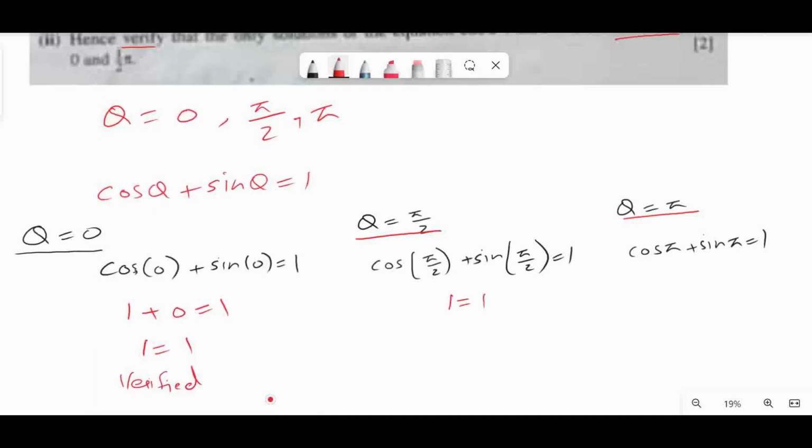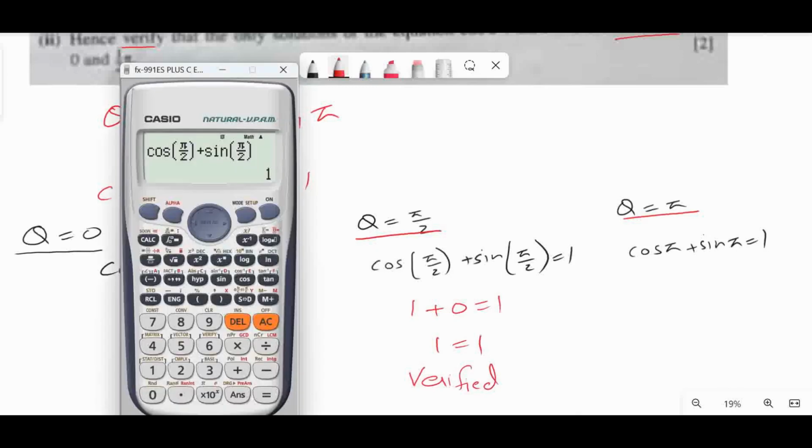But keep in mind that you have to show your working. So for working, we know that cos pi by 2 is equal to 0, so 0 plus 1 is 1. 1 is equal to 1. So this is also verified. Let's see the third part, that is pi. Although we directly know the values, we can use the calculator also.